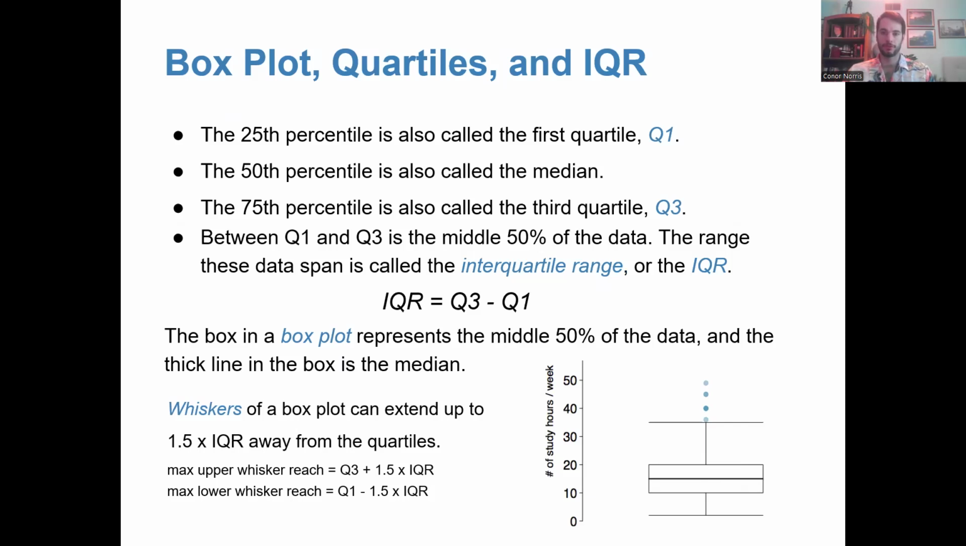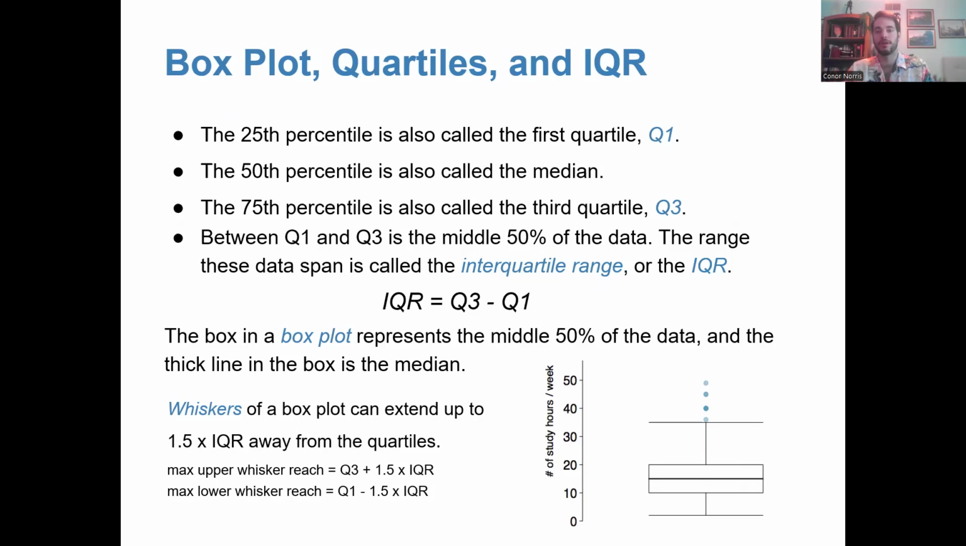So Q1, the first quartile, is the 25th percentile. So 25% of the data is smaller than Q1. Q3 is the 75th percentile, so 75% of the data falls below that and is smaller than the third quartile.